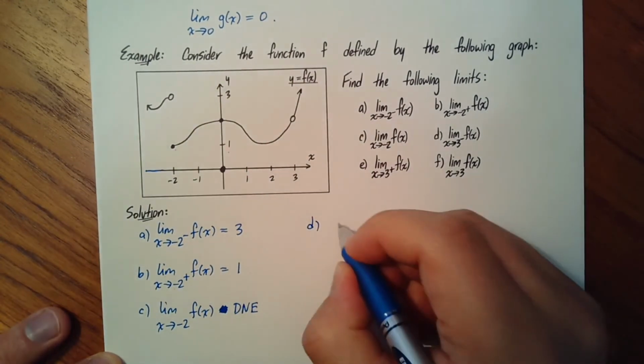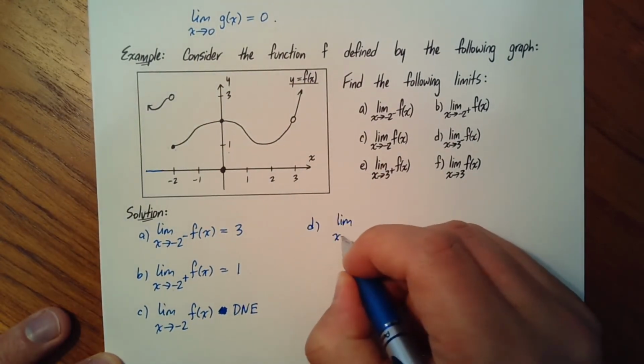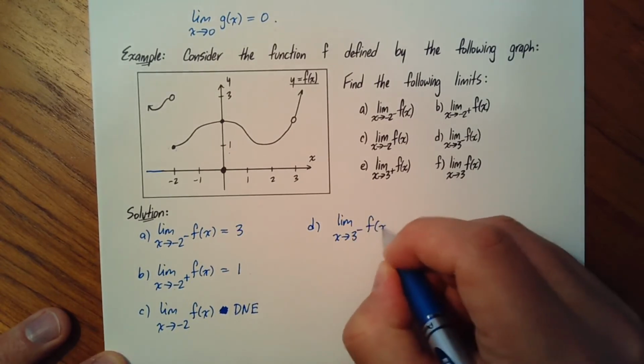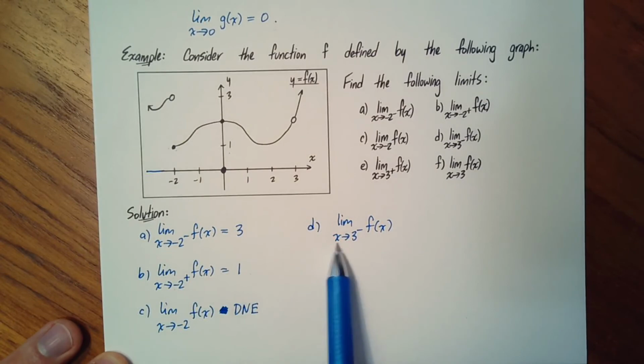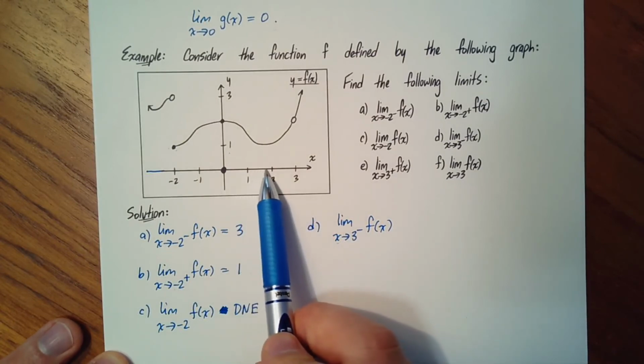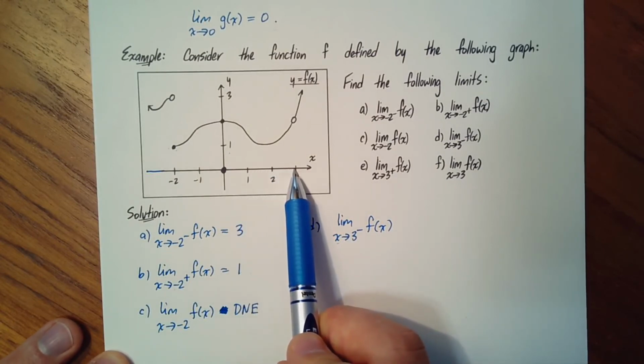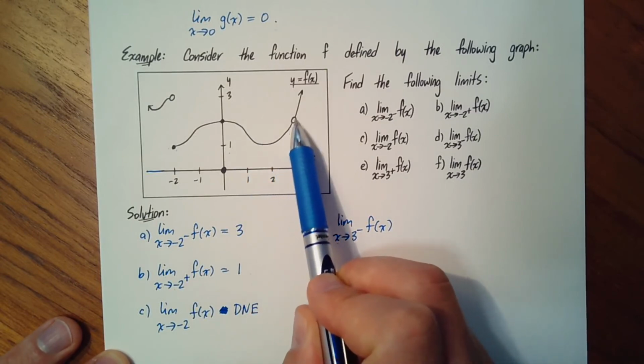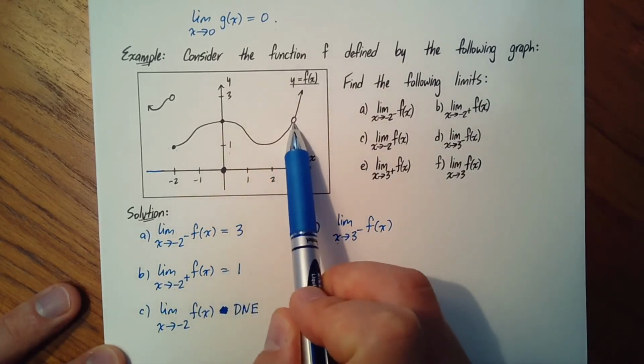So we've got the limit as x approaches 3 from the left of f of x. So start down here as usual. Approach the point 3 from the left along the x-axis. Now go up and trace the corresponding path along the graph. It looks like you're getting closer and closer to this point. So what's the y-coordinate of this point?